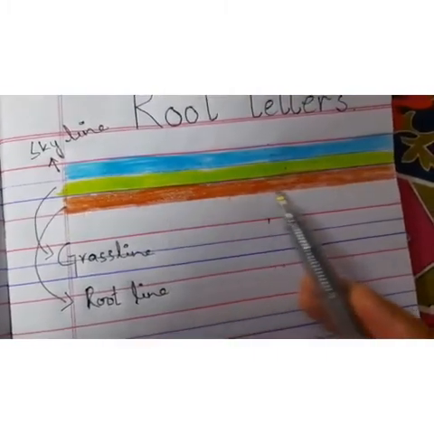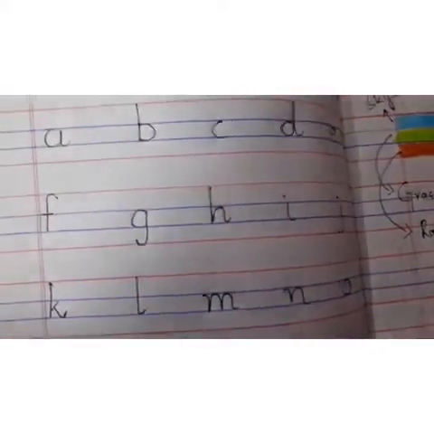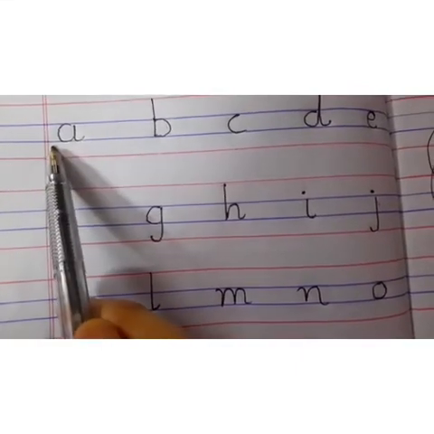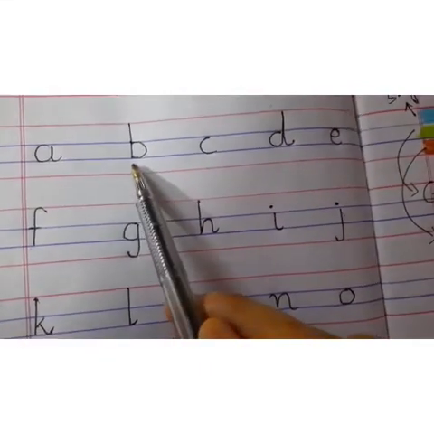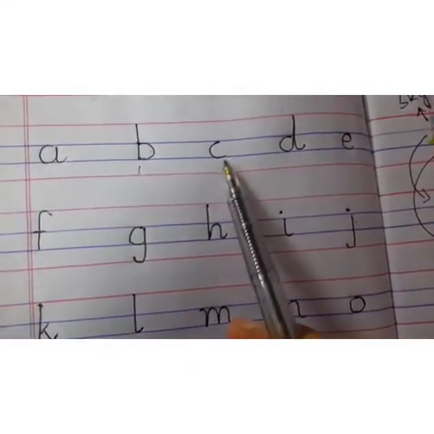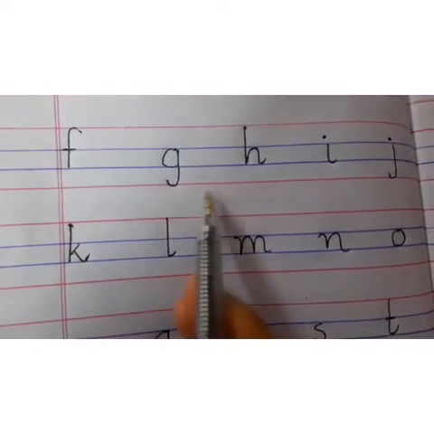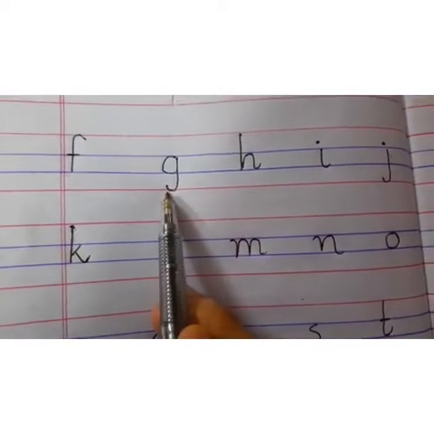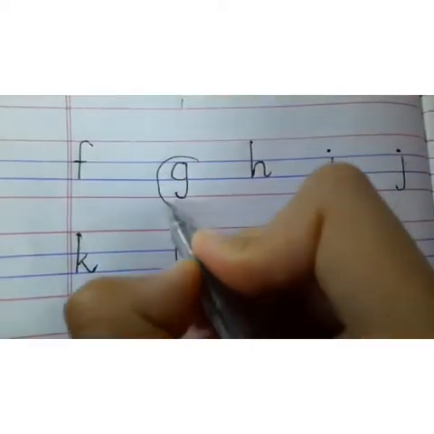I have already written here that the blue line is the sky line, green is the grass line, and brown is the root line. I have written all the small case letters on one page to find the letters. So A is not a root letter, B is not a root letter, C is not, D is not, E is not, F is not. G, look here, it's touching the fourth line. So it is a root letter.